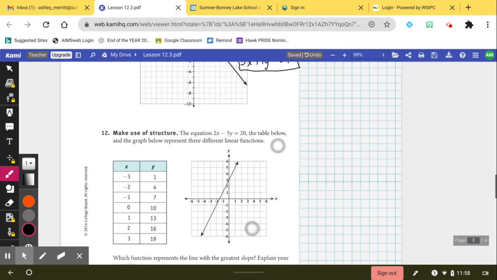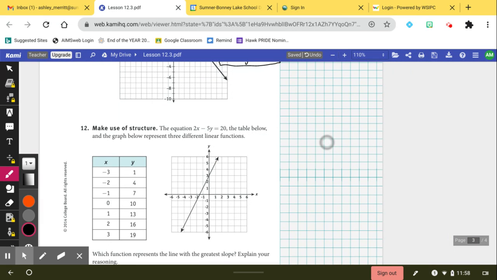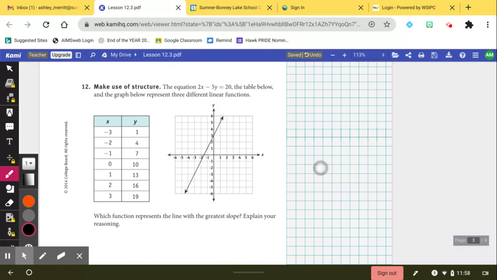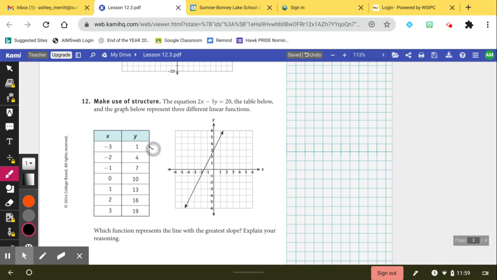All right. Then it says the equation 2x minus 5y equals 20, the table below, and the graph represent 3 different linear functions. So it says which function represents the line with the greatest slope, so biggest slope. So looking at my table, I go up 3 in y and up 1 in x, so that slope is going to be 3. This one, I have a point here. I also have a point here. So I would go up 2 over 1, so this one has a slope of 2.